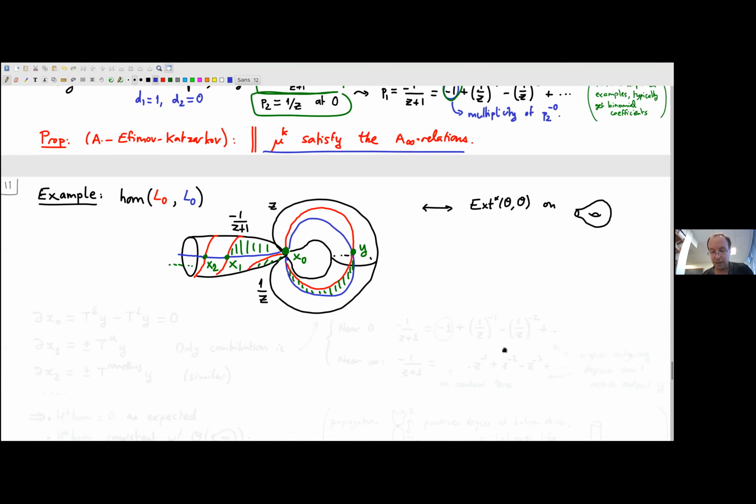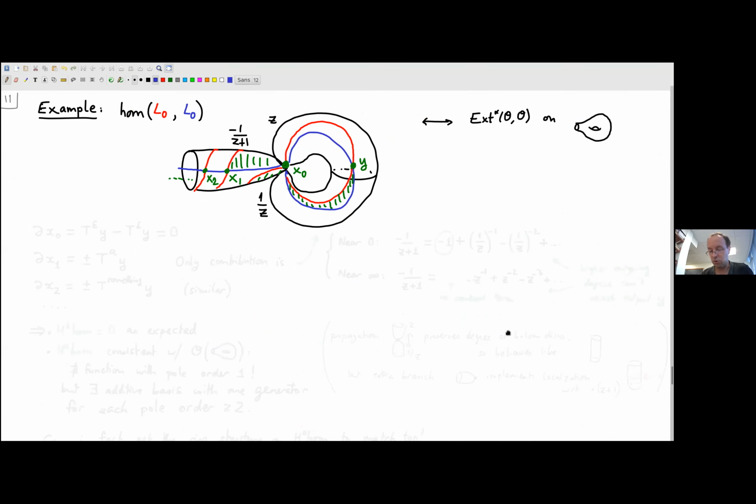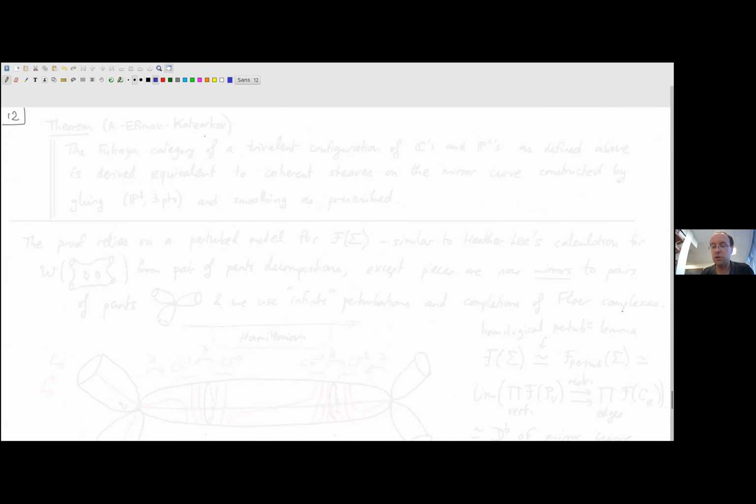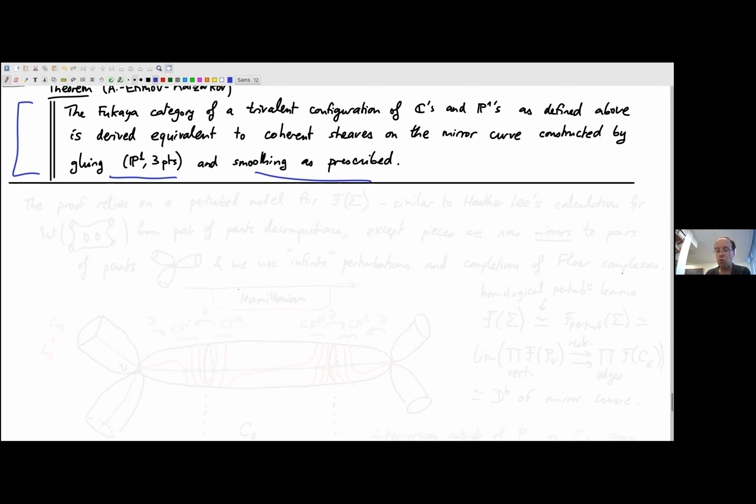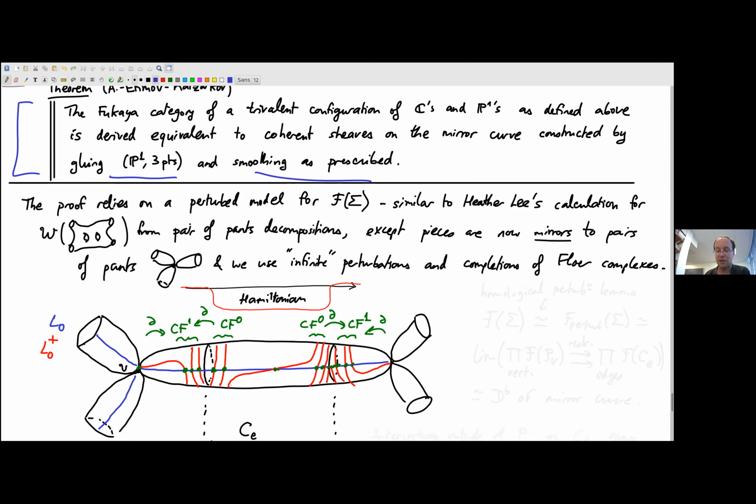I think I will skip this example. I'm basically out of time. So let me just tell you a couple of theorems. The theorem is, once these categories can actually be calculated, they are indeed derived equivalent to coherent sheaves on the mirror curve constructed by gluing P1 with 3 points and smoothing as prescribed. So this is like a generalized Tate curve. And the proof, in fact, doesn't involve calculating all these propagating things. The propagation is a pain.